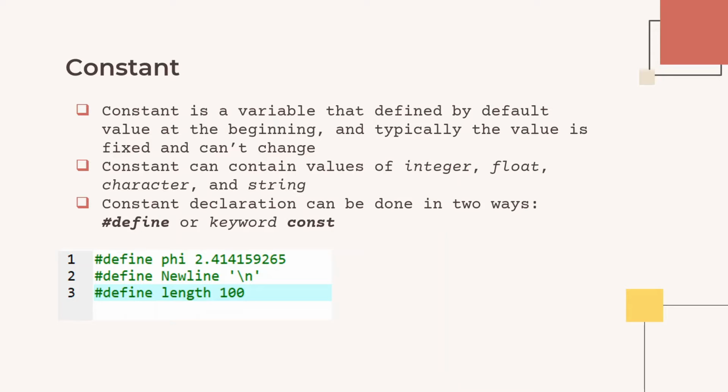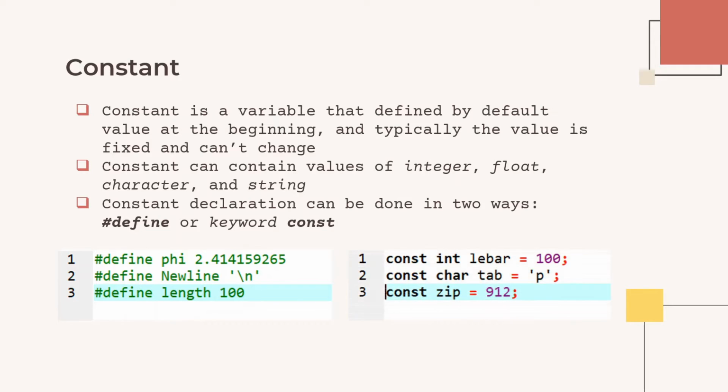With the const keyword, the declaration is similar to a variable declaration, but we need to add the word const at the beginning and initialize immediately. This is an example of how we use the keyword const. You can see the syntax is const, then the data type, then the name of the variable, then the equals sign, then the value, and then a semicolon. For the last example, declare a zip variable without using a data type. If we don't use a data type, the compiler will automatically treat it as the integer type.